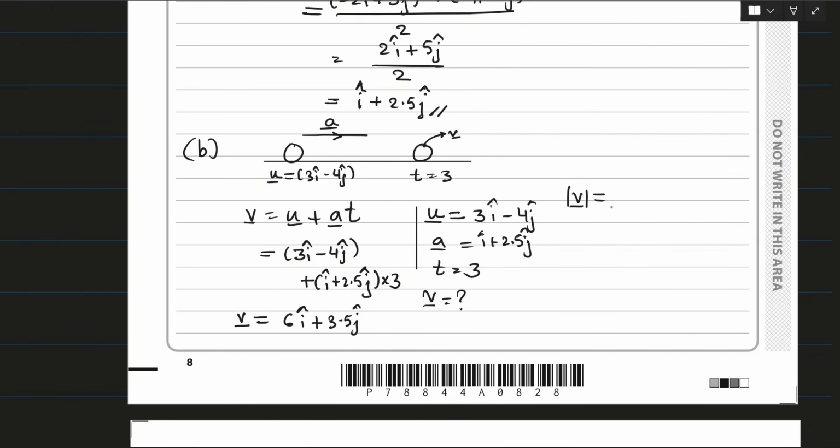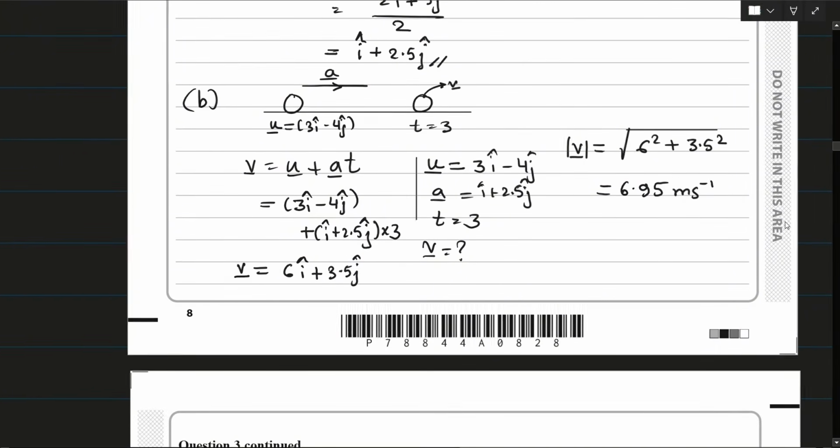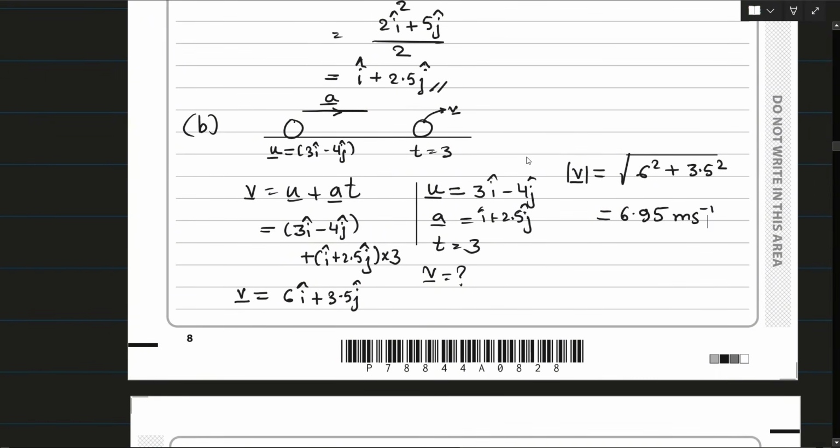So in order to find the speed of p, we just need to find the magnitude of our vector v. To find the magnitude, we just use Pythagoras theorem, and that will give us the square root of 6 squared plus 3.5 squared. Ultimately, this is equal to 6.95 meters per second. So the speed after 3 seconds is 6.95. This is our answer to part B.